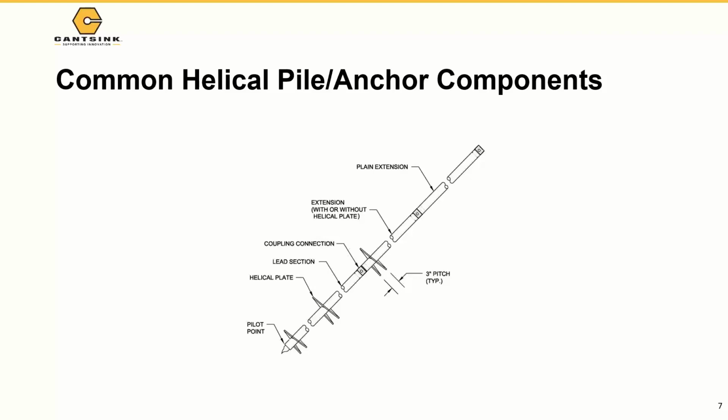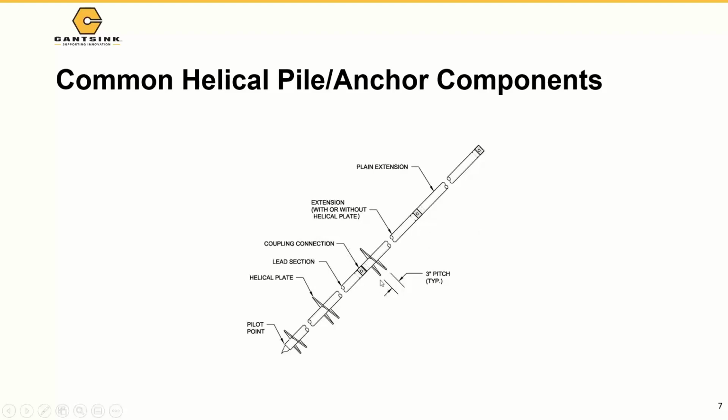Now, if the design engineer needs more helical plates, you can weld helical plates to the extension. So when we install the helical pile, the first one that goes in is the lead section. Then you have this coupling connection, you can add the extension, and you keep adding extensions until you meet the minimum required torque and the minimum required embedment depth. So a helical pile basically consists of a lead section with helical plates welded to it, then the coupling connection, then extensions. These are the helical pile components.